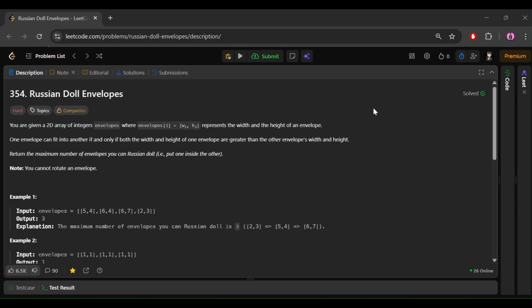Hello and good morning. Let's start with another problem in continuation with our segment tree series. The problem name is Russian Doll Envelopes.